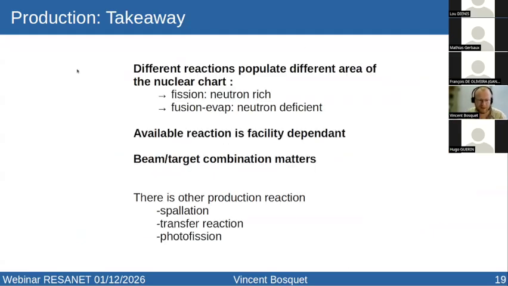And the takeaways for production are as follows. Different reactions populate different areas of the nuclear chart. For instance, fission provides neutron-rich nuclei and fusion evaporation provides neutron-deficient nuclei. The available reaction is facility dependent. That's quite important. You won't be able to produce every isotope in every facility. And the beam-target combination matters. This is what will mostly drive what kind of isotopes you will be able to produce. And there are other production reactions like spallation, transfer reaction, and photofission.